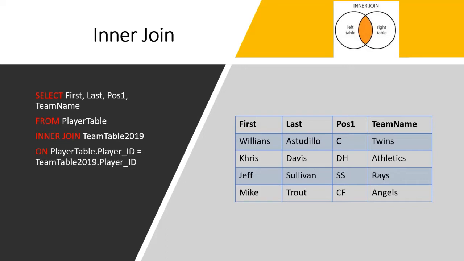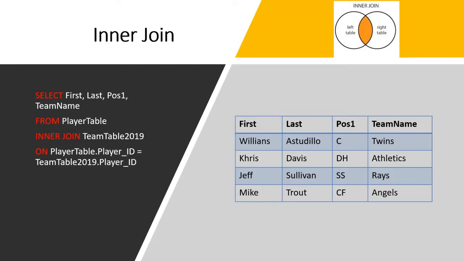And this is where the inner join comes in. The inner join matches records that match what the on statement says. In the on statement, where it says player table dot player ID, that's how you reference a column in a table: you use a period and then the column name, equals team table 2019 dot player ID. Therefore, the resulting table will give you these four records because they match both the left and the right table.